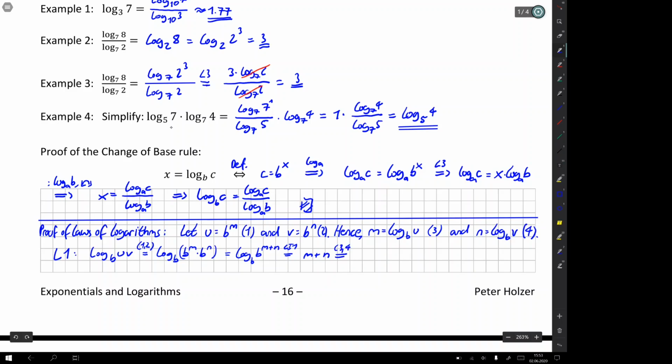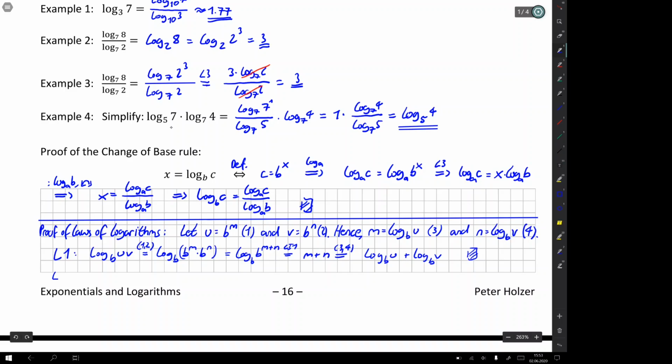and now using 3 and 4, these equations here, what we stated before, we see this is logarithm of u in base b plus logarithm of v in base b. So that's the proof of law of logarithm 1. Proof of law of logarithm 2 is almost the same, so I'll skip that here.